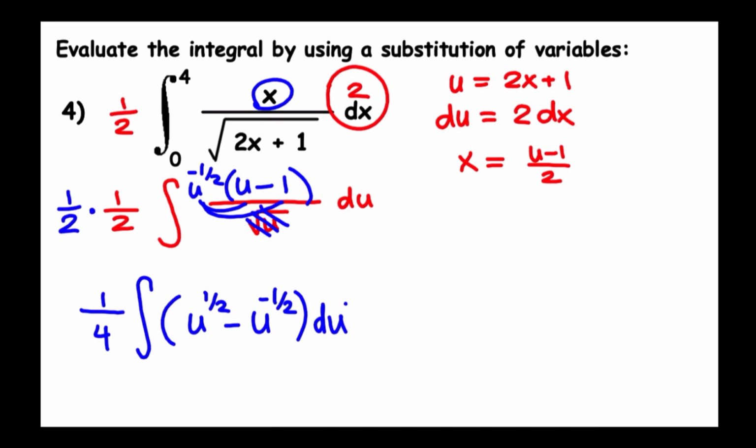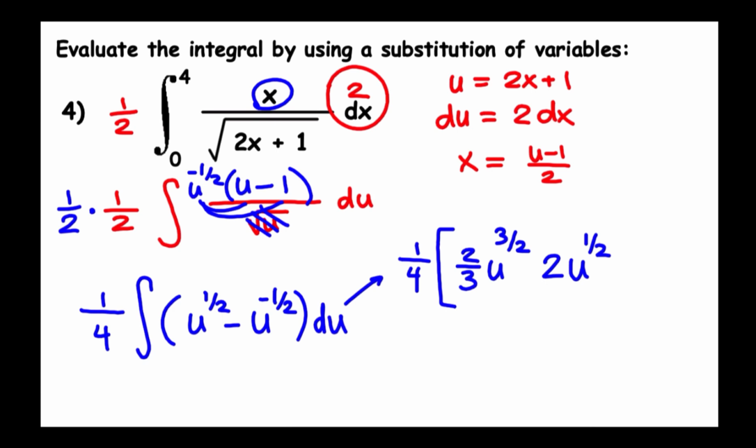Up by a power, divide by the new power. 1/4 can stay in front. U to the 1/2 will become 2/3 u to the 3/2. This next thing will be u to the 1/2 when it comes up by a power. We want to divide by a half, which is times 2. It'll still be negative or minus in front. You can always check if you want by doing derivatives.